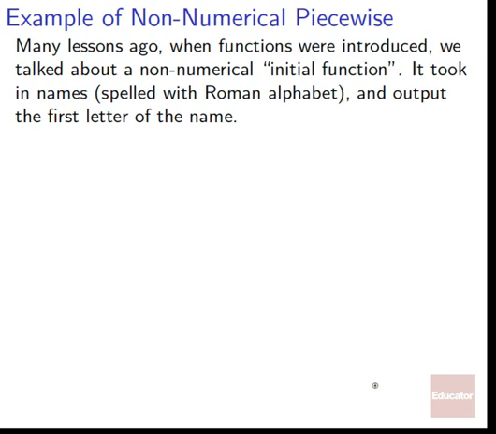So many lessons ago, when we first introduced the idea of a function, we talked about a non-numerical initial function. It took a name spelled with the Roman alphabet and output the first letter of the name. Like, for example, if we gave it the name Robert, the initial function would come along and it would say, hey, your first letter is R, so we put out the letter R. Done. So it's just going and saying, hey, let's grab the first initial and do that. That was our idea of the initial function when we first introduced it.